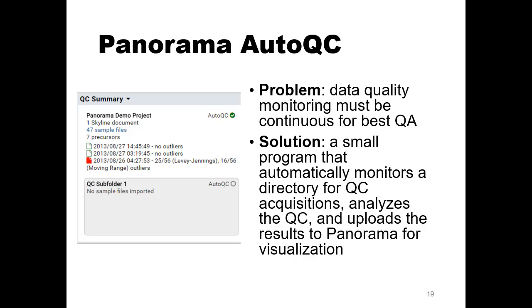So the solution was, let's make this small program that'll run in the background on your instrument's computer. It'll monitor a folder where you'll collect all of your quality control, all your system suitability samples. Without you doing anything besides checking a box and saying run AutoQC, it'll collect all of that data, monitor that folder, analyze it all in Skyline, push it up into Panorama Public, and create all of these plots for you. So all you had to do was check a box and queue those samples on your mass spectrometer, and all of these analyses will be done for you.